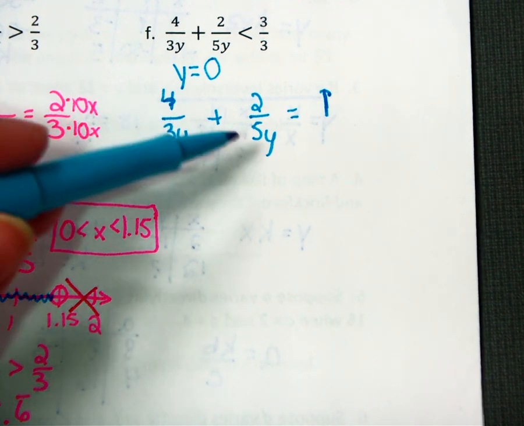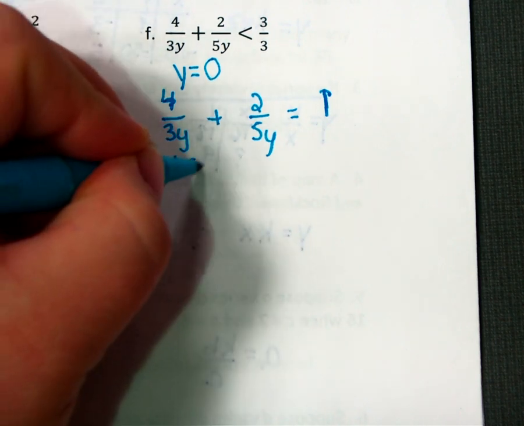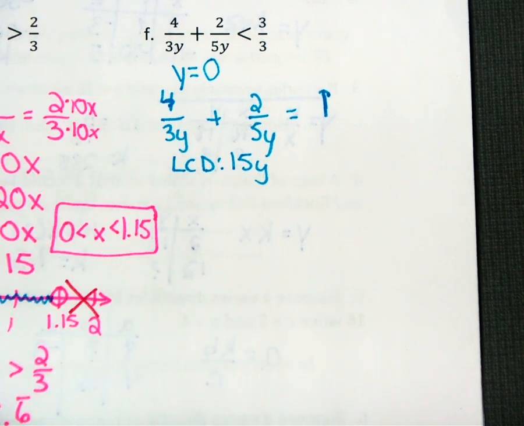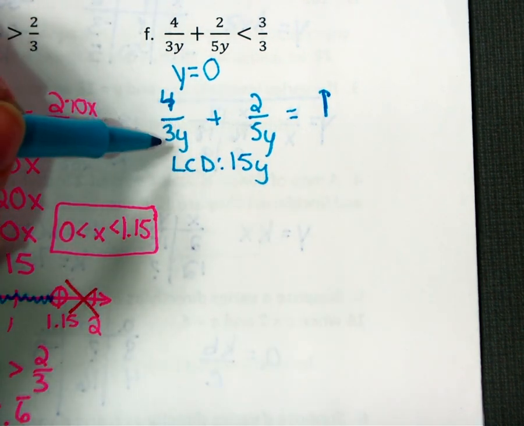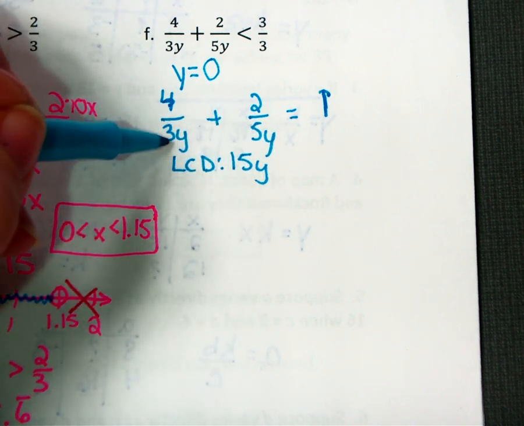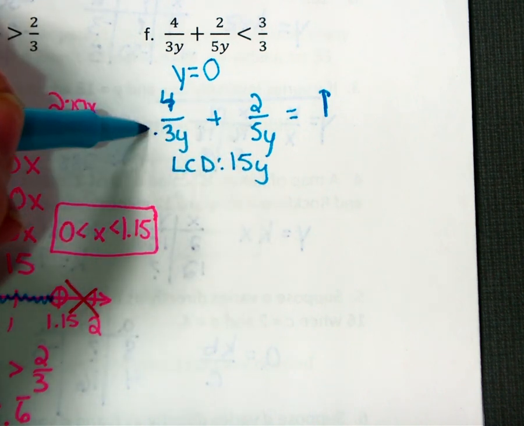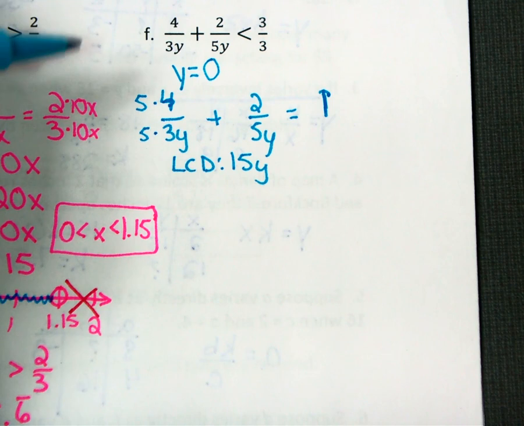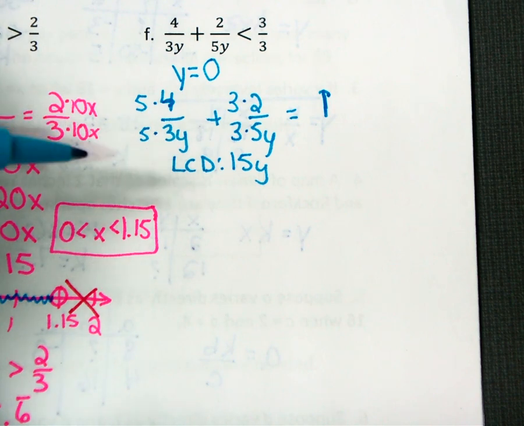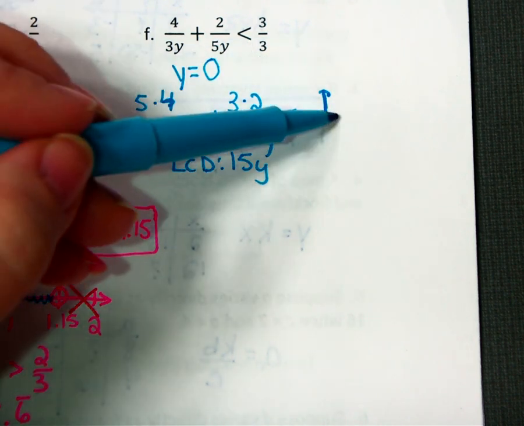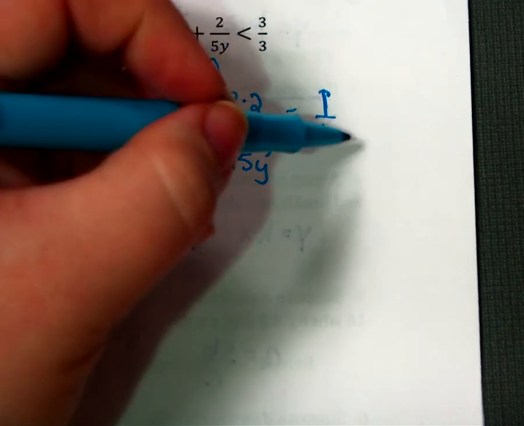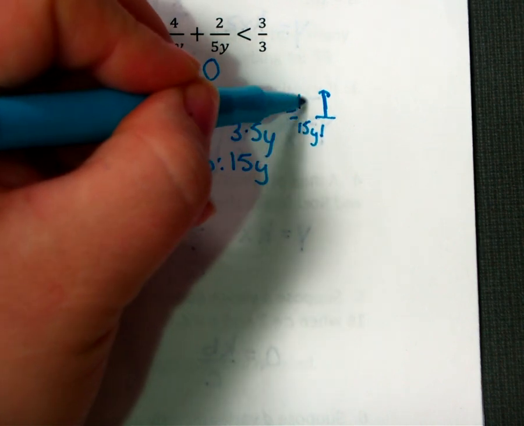So we need to find a common denominator, your LCD. LCD in this case is 15y. So the 3y already has a y, what does the 3 need to become 15? It needs a 5, and it already has a y. What does the 5 need to become 15? It needs a 3, and it already has a y. And what does the denominator of 1 need to become 15y? It needs both 15 and y.